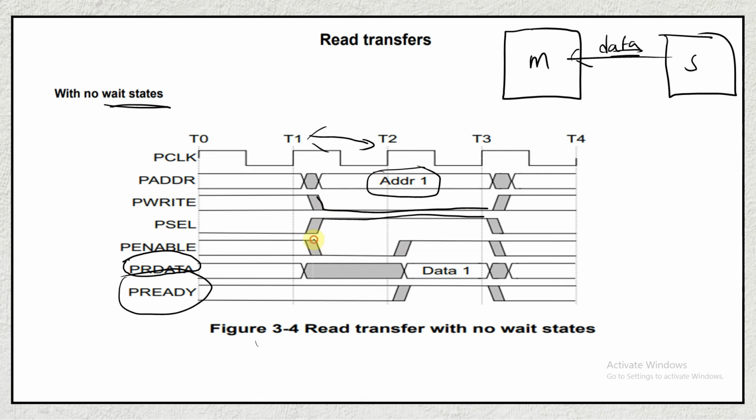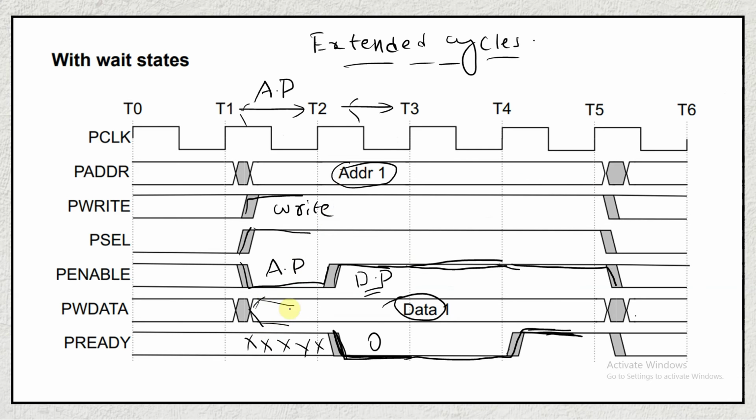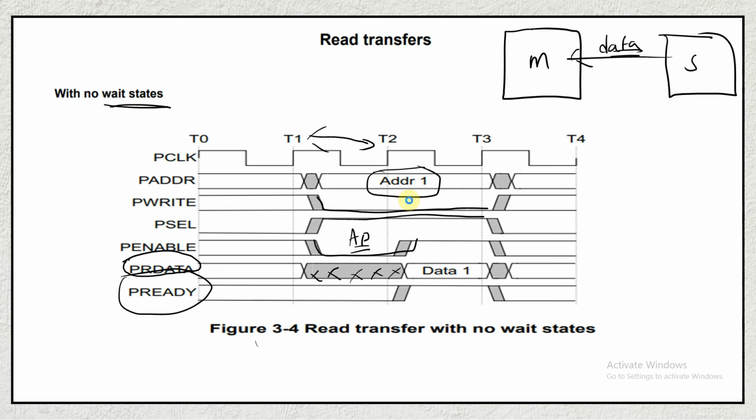And since your PENABLE is equal to 0, that means it is an address phase. And since it is an address phase, your slave is not sending any data. In the case of address phase, your master is not going to receive any data. But in the previous scenario, you can see in the address phase itself, the master is providing the data, but that particular data is sampled by the slave during the data phase. But here your slave is not sending any data. In the case of read, the slave is going to send the data in the data phase, that is whenever your PENABLE is equal to 1. And in this particular example, in the T1 to T2 cycle, PENABLE is equal to 0, that is an address phase, and we are not going to get any data.